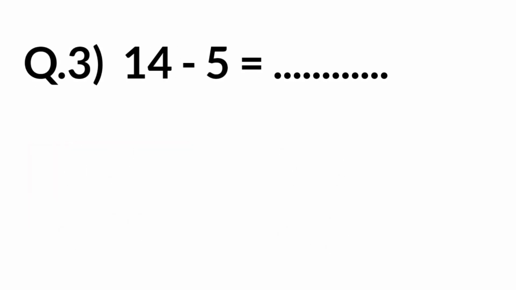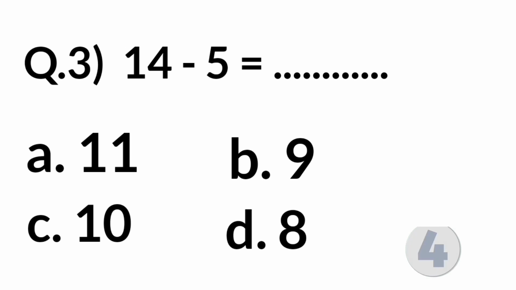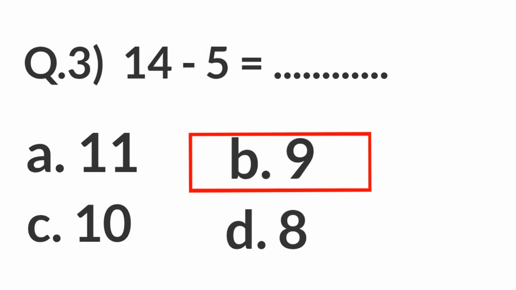Question number 3. 14 minus 5 is equal to option A 11, option B 9, option C 10 and option D is 8. The correct answer is 9.